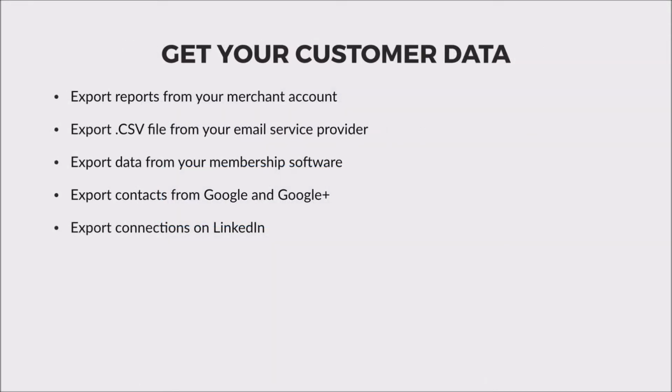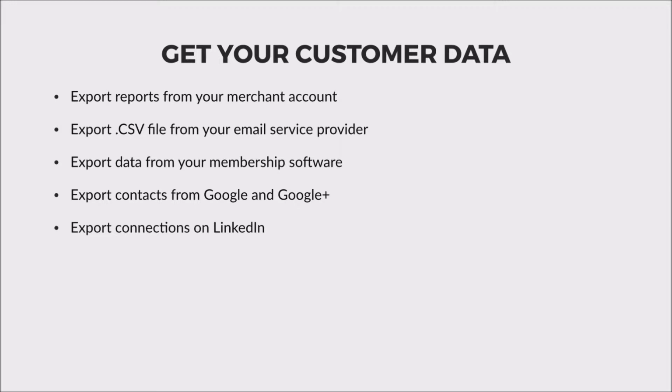To get your customer data, you'll need to download a file from online and offline databases you have access to. For example, your merchant account should be able to give you a report of buyers over a period of time. Your email service provider will likewise have a subscriber export for you in the form of a .csv file. If you have a membership site using a system like Digital Access Pass, Amember, Wishlist, etc., you can export your membership list as a CSV file as well.